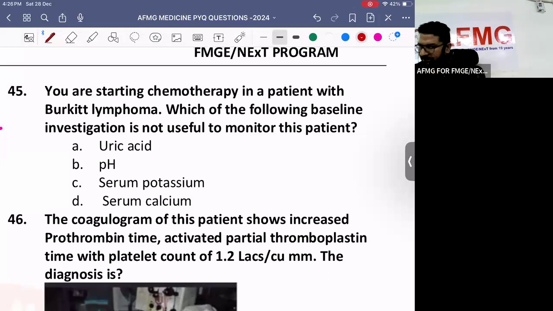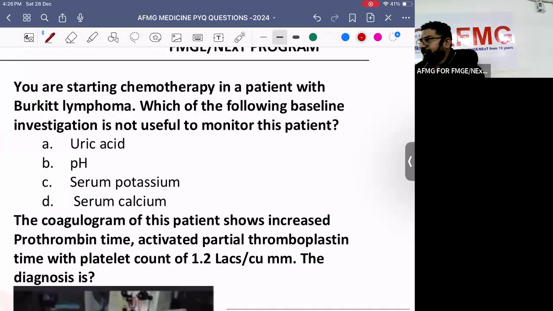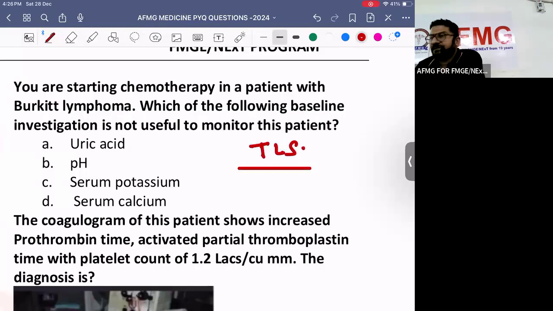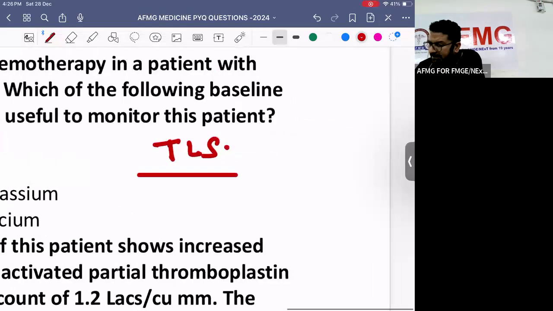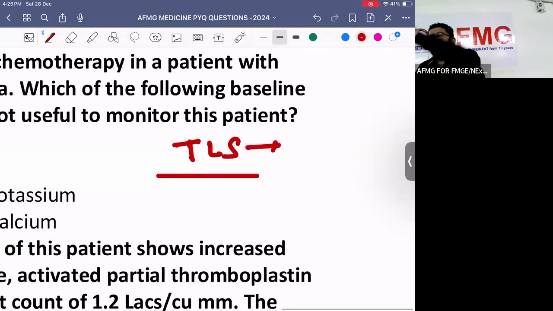Okay, first tell me, Burkitt lymphoma is a high grade tumor or low grade tumor? It's a high grade tumor. So before starting chemotherapy, this chemotherapy can produce a side effect called tumor lysis syndrome. We know if you give the patient chemotherapy, it can cause tumor lysis syndrome. What happens in tumor lysis syndrome? Tumor cells will break down and this content will cause electrolyte imbalance.